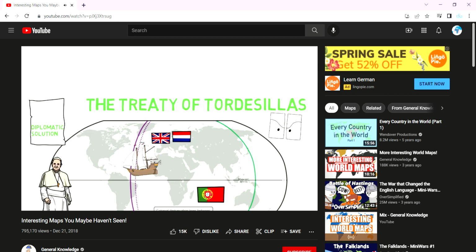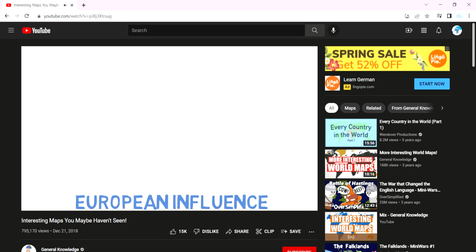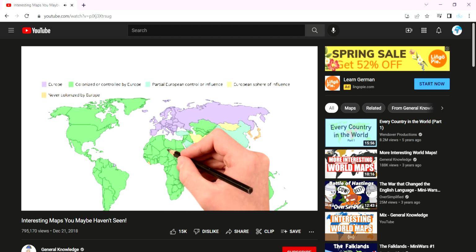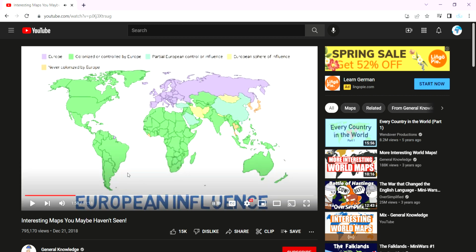Next, keeping with the colonial theme, European influence. In this map, we can see how Europe has... Wow, you can see that's a lot of green, and a decent amount of, I don't know what this is, teal and yellow too. There's very few oranges. This little piece of purple is purple because it's French Guiana, which is pretty much a part of France in South America.